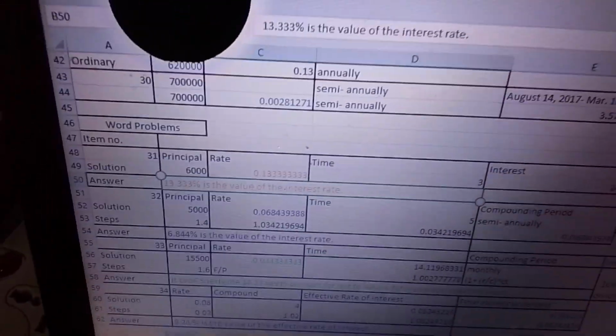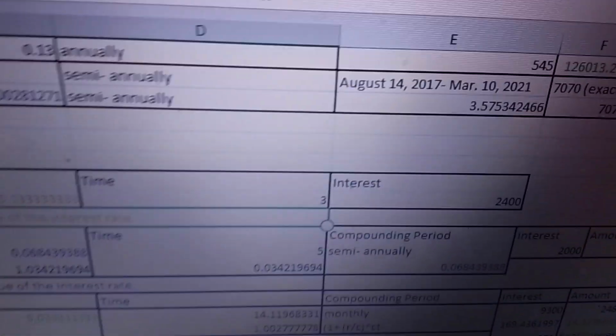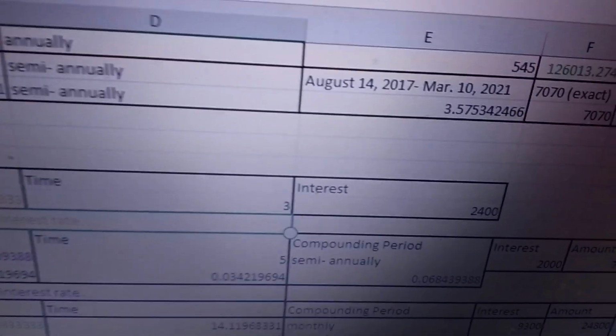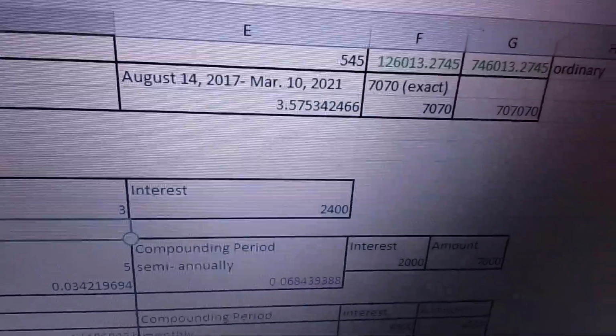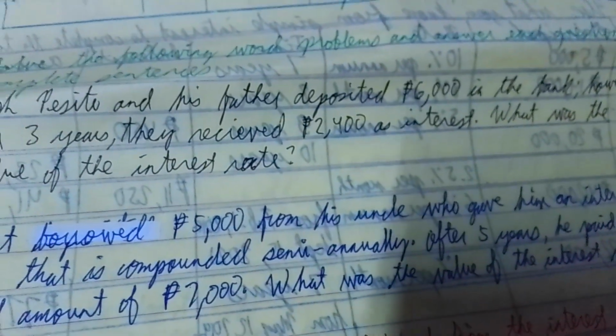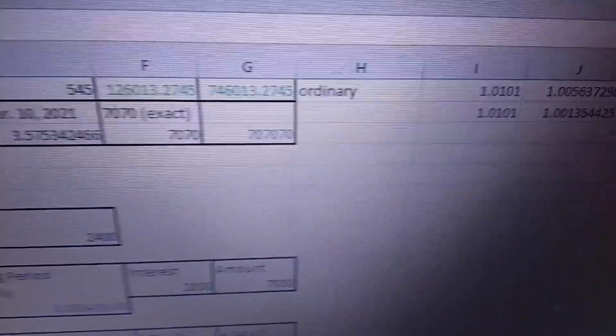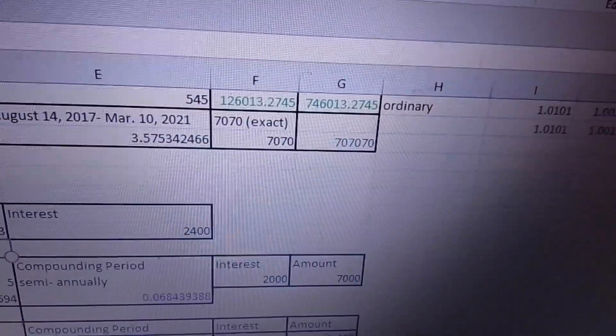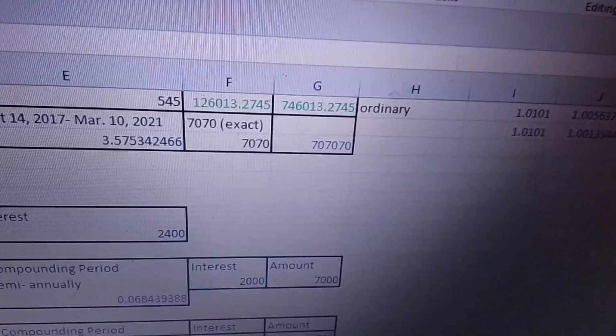Diba? So, now let's identify the given. In number 2, we have the principal of 5,000 pesos. And then the rate, it's asking for the rate. Also, I already put there na for the answer, but I'll show you how we get the answer later. And then the time is 5 years. Compounding period is semi-annually. Diba? And then the amount is 7,000. And then the interest is 2,000. Pero we are not solving for the interest. We're solving for the interest rate.